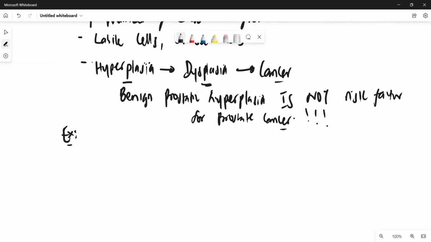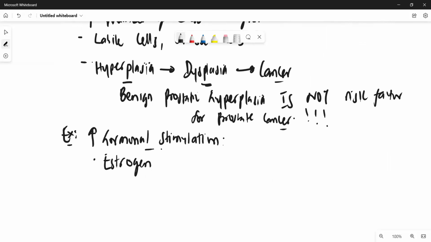of hyperplasia. The first one, we're going to group them based on hormonal stimulation, chronic irritation, chemical imbalance, stimulating antibody, and infection. Right? So let's start with increased hormonal stimulation. The first hormone we're going to talk about is estrogen. Right? So if there's increased estrogen, right?